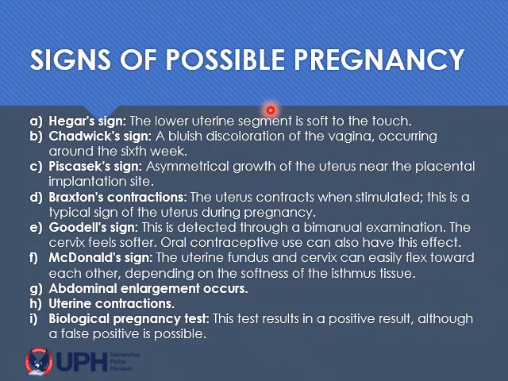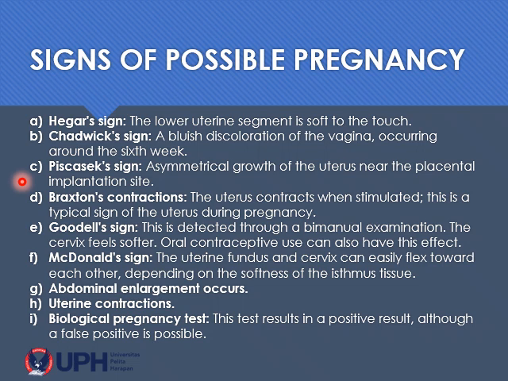The signs of possible pregnancy can be identified as nine. We have what we call Hegar sign. So this is when the lower uterine segment is soft to touch. We also have what we call Chadwick sign, when the vagina shows bluish discoloration. It actually happens around 6 weeks. And we also have what we call Piskacek sign, where the growth of the uterus near the placenta is asymmetrical. And also we have what we call Braxton Hicks contractions, where the uterus will contract because it was stimulated, and this is a typical sign of the uterus during pregnancy.